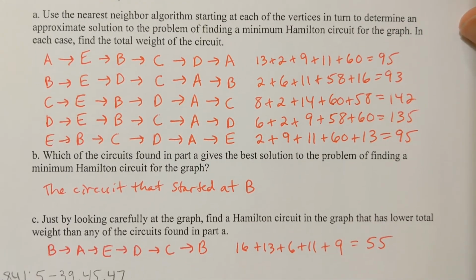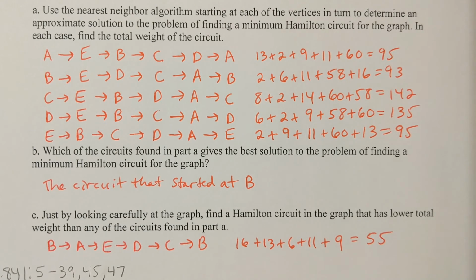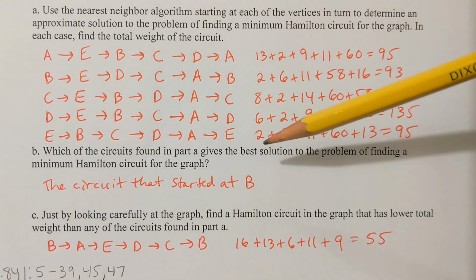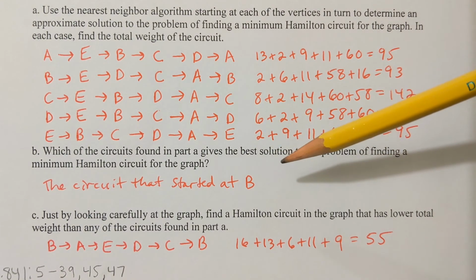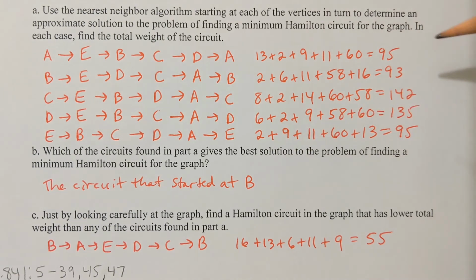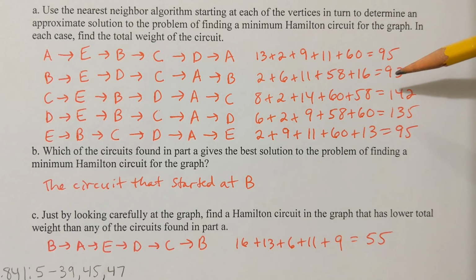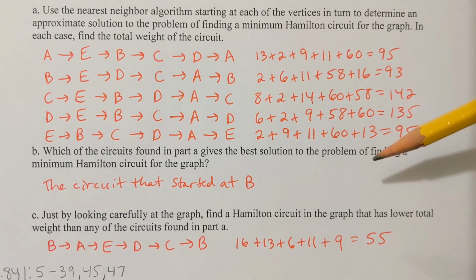Part B of this, which of the circuits found in Part A give the best solution to the problem of finding a minimum Hamilton circuit for this graph? Well, I just simply look at the one that produced the smallest weight, which would be the second one here. And that'd be the circuit that started at B, it looks like, produced the least amount of weight.